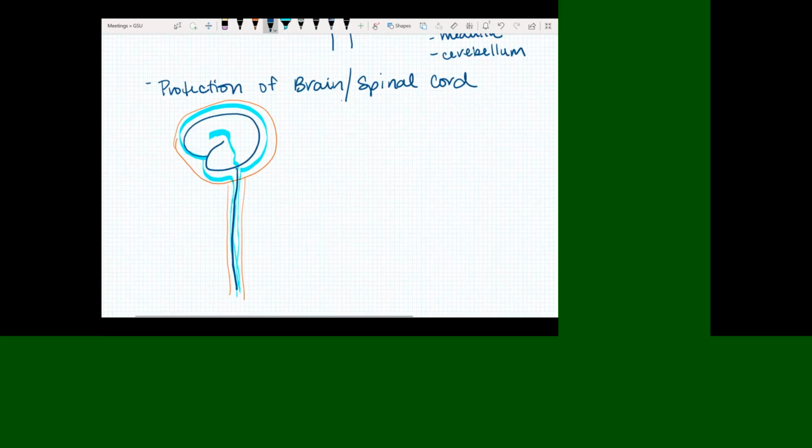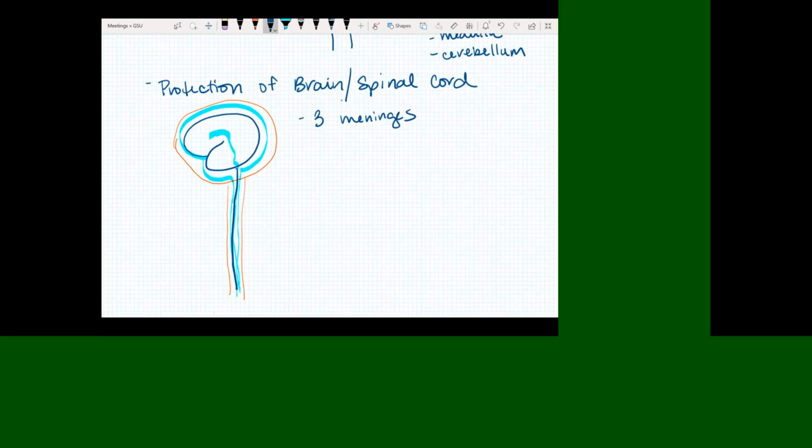And there are 3 layers of connective tissue that will help hold the brain in place, keep the liquid where it needs to be, and be an external layer of protection. So these layers are going to be called the 3 meninges.